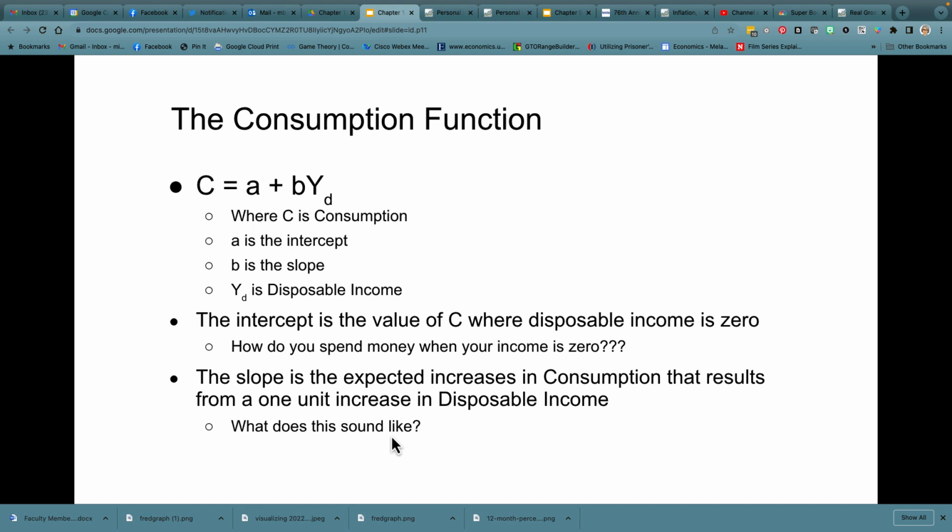Now let's talk a little bit about the consumption function. And don't worry, we're not going to be doing a bunch of complicated math here. But I just want to introduce this concept to you so you can see it and recognize it for what it is. So the consumption function is, as you see on the screen, C equals A plus BYD. C here is consumption. Okay, that's consumption spending. So what this is telling us is that the level of consumption spending is dependent upon that A, which is the intercept. It's dependent upon that B term, which is the slope of the consumption function, and then it's dependent upon disposable income.